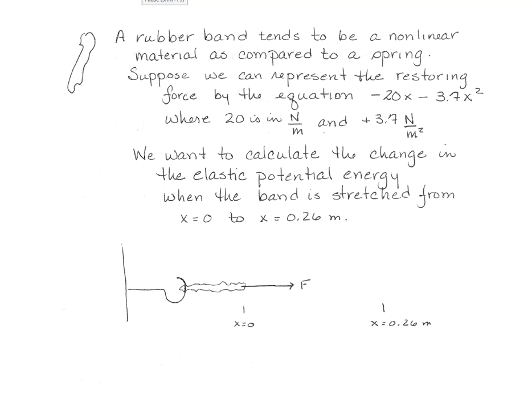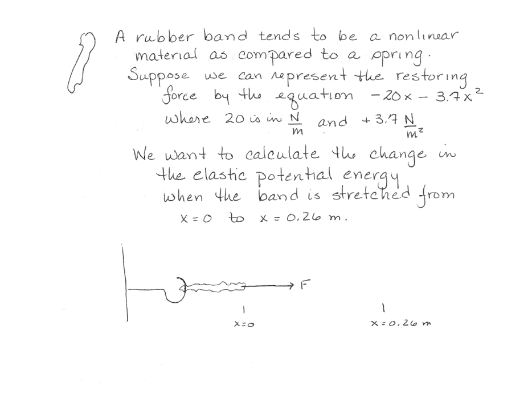A rubber band is a great example to use to look at a non-linear force, or a non-constant force. So a rubber band is going to act like a spring, but it's not always the case. It's going to be a non-linear material. So think about a rubber band for a little bit.